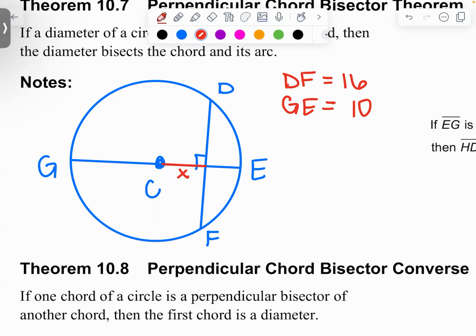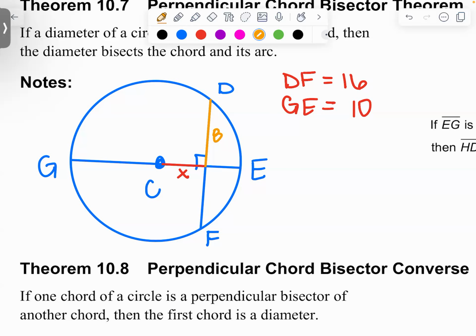All right, what do you think? So we know that DF is how long? 16. So let's process this. DF is a chord that is perpendicular to our diameter. So what's true about D to here? It's going to be 8. So let's mark that this guy right here, I'll put it in orange, is 8.